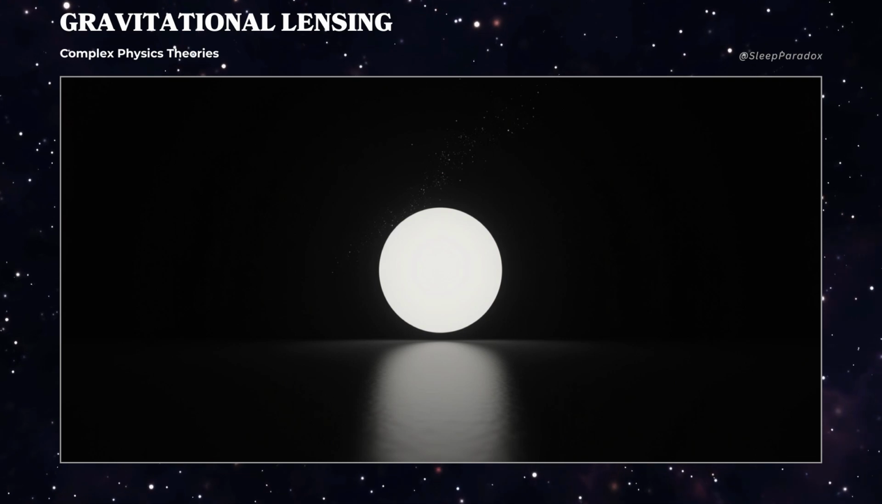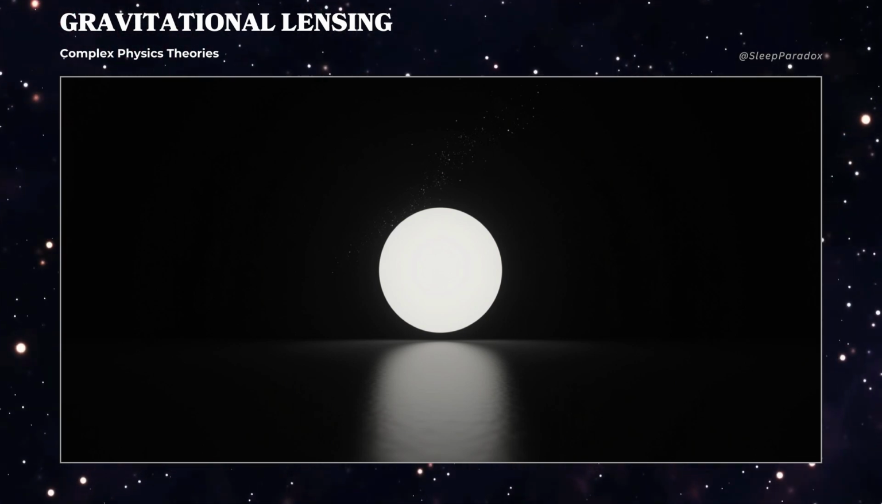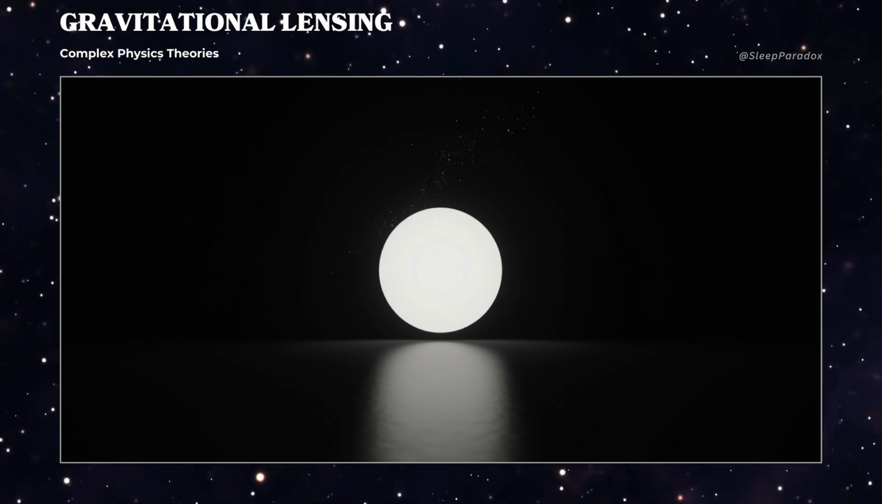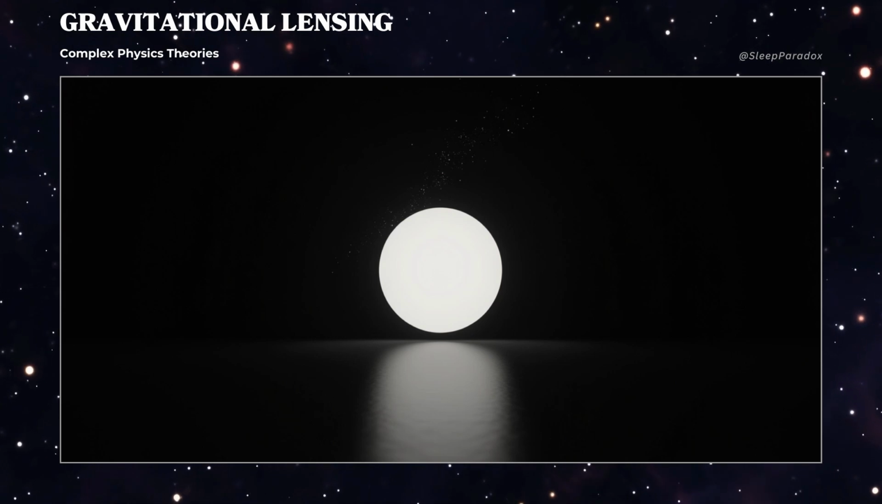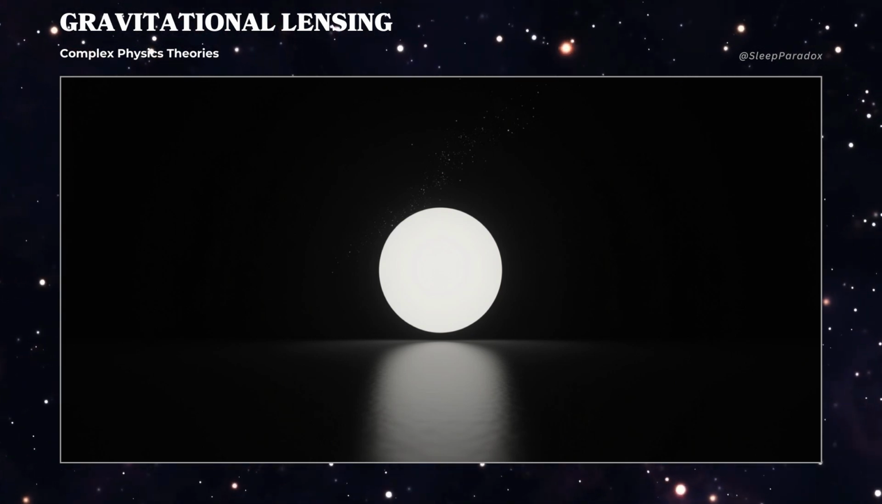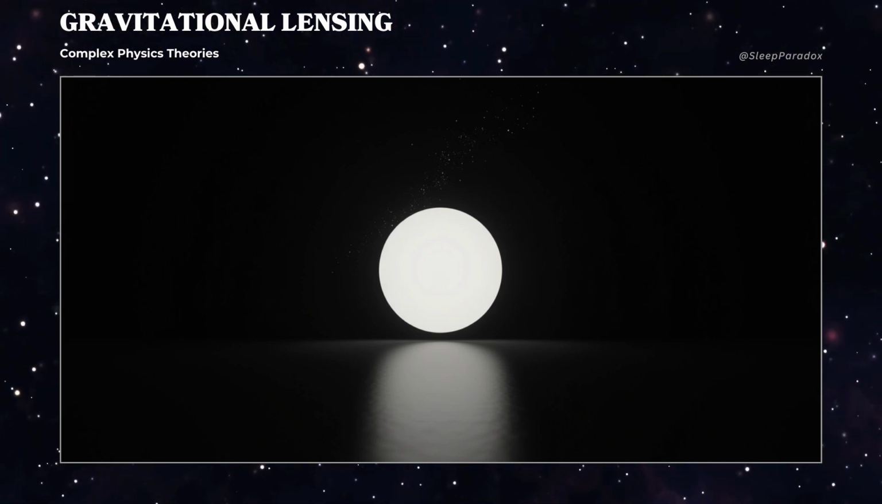The second type is weak lensing. In this case, the bending of light is subtle. Instead of multiple images, we see small distortions in the shapes of galaxies. By studying these patterns across the sky, astronomers can map the distribution of dark matter, which doesn't emit light, but does bend space-time. The third type is microlensing.